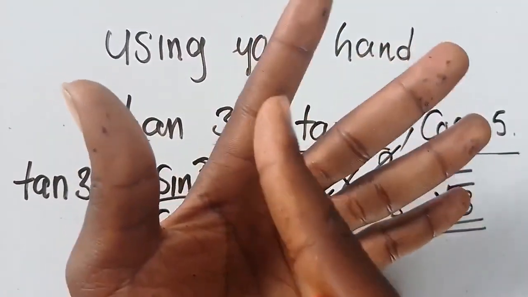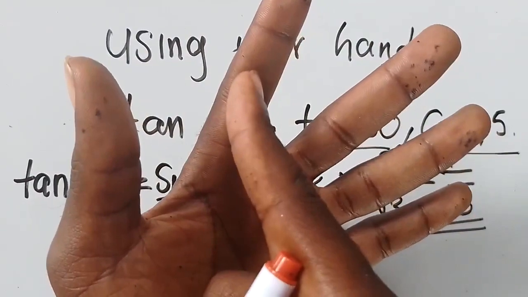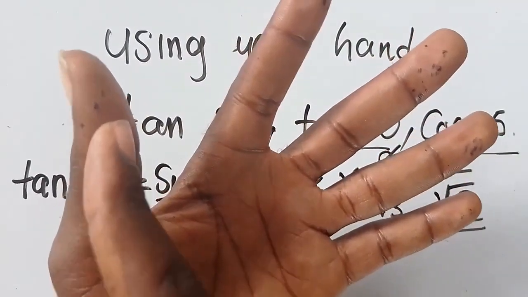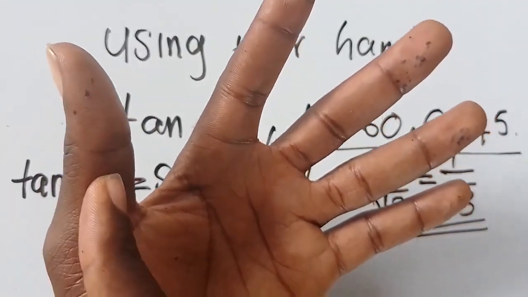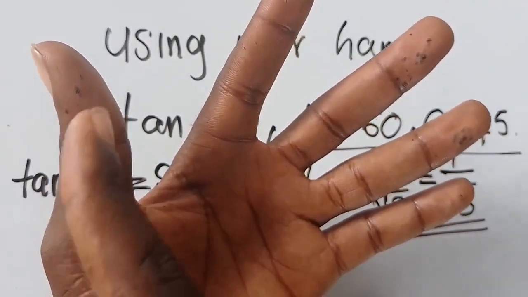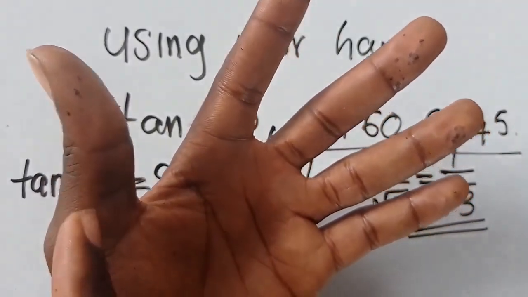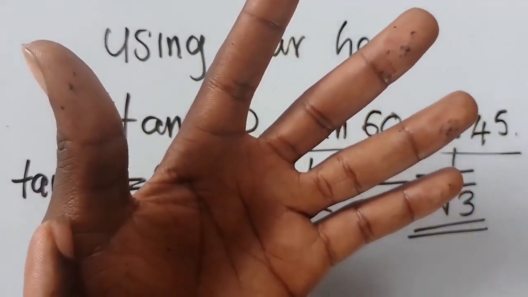So if this is 60, you want to find cos 60. How many fingers are remaining here? 1. So just root 1 over 2. Then you know square root of 1 is 1. So it's just 1 over 2. This is what you need to do and get.